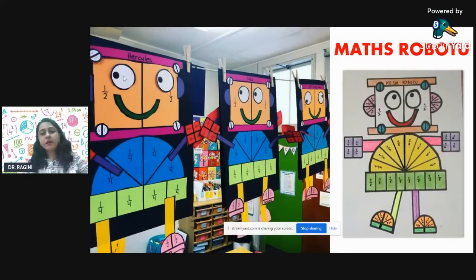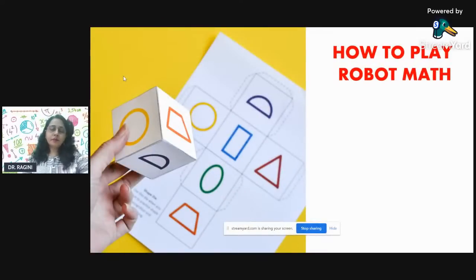How could it be done more interestingly, even for older kids? That is how to play robot math. Now, for growing up kids, maybe classes 5 to 6, you can make a dice. The dice will be having different shapes. So it could be circle, square, rectangle, oval, pentagon, semicircle, anything. And you could make a group of 4 or 5 kids sitting together, a group activity. One child will throw the dice, and if the circle comes on top, then the teacher can announce that the group who is having the circle on top, the face of the robot should be in a circle.